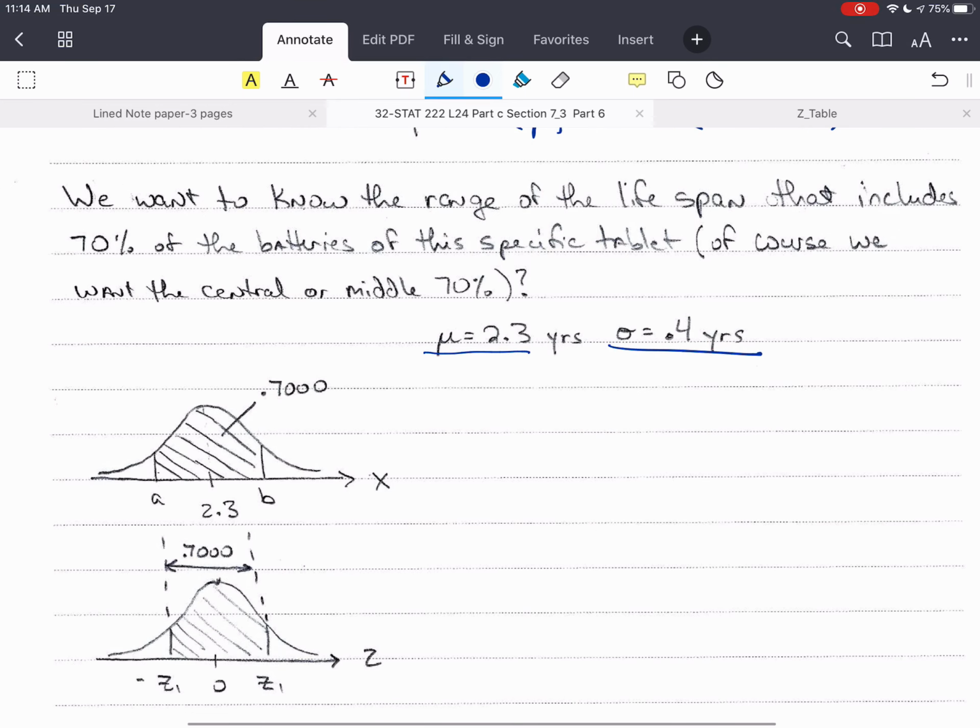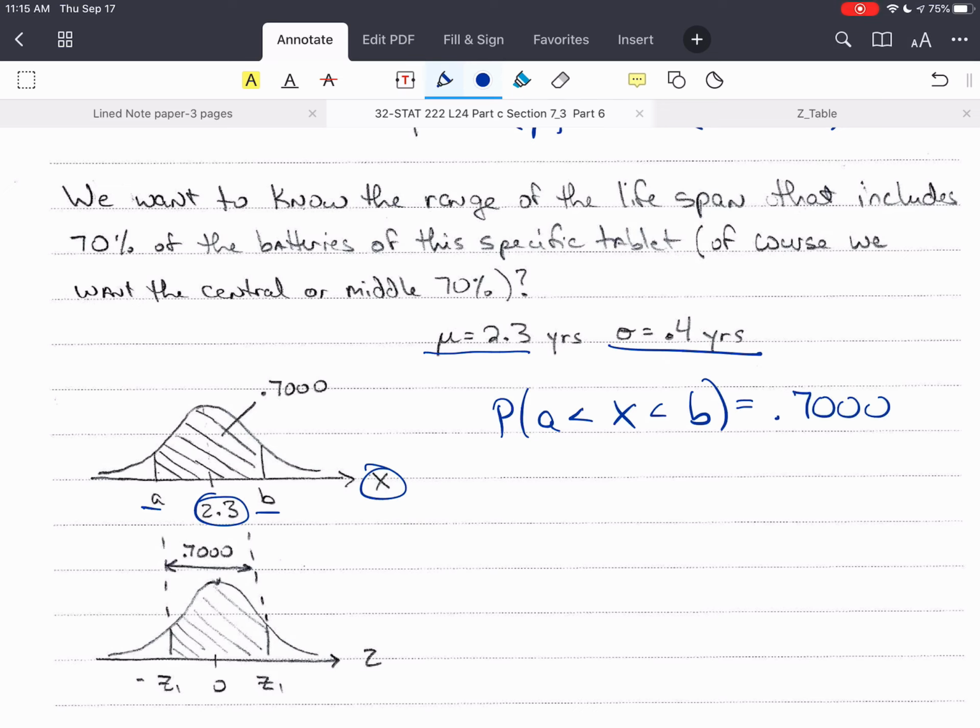So again, I've drawn some pictures, and I have X here, and I put the mean in the middle, and then I have A and B. So we're looking for the probability that X is between A and B, and that is 0.7000. Okay. Moving my tablet, so that's what the scratching sound is.